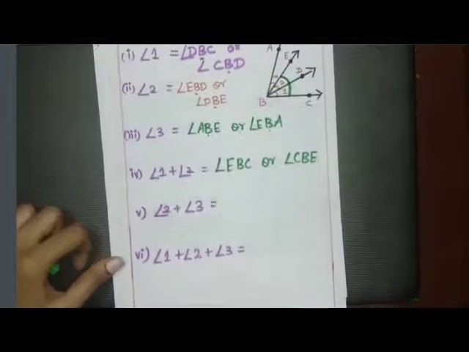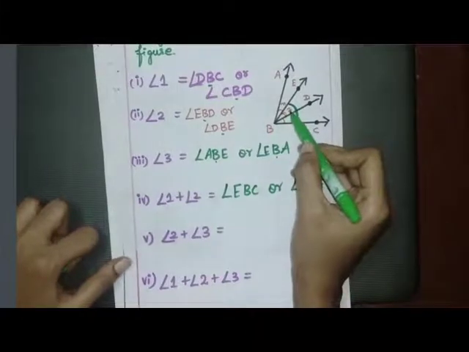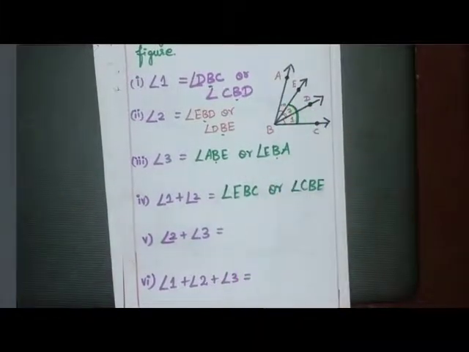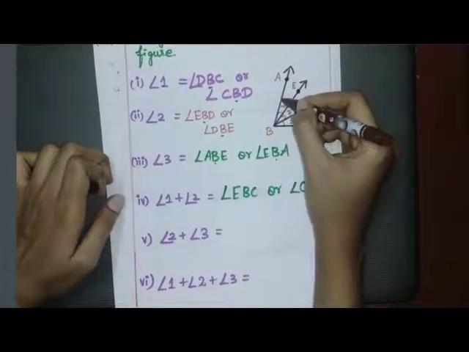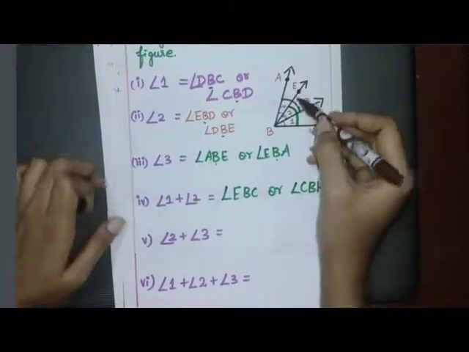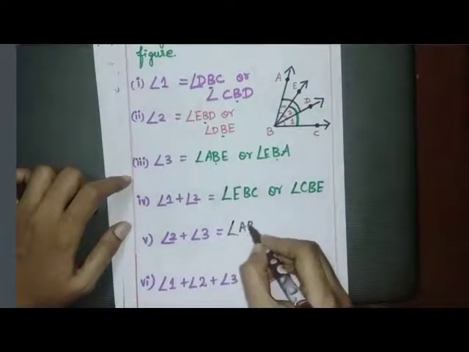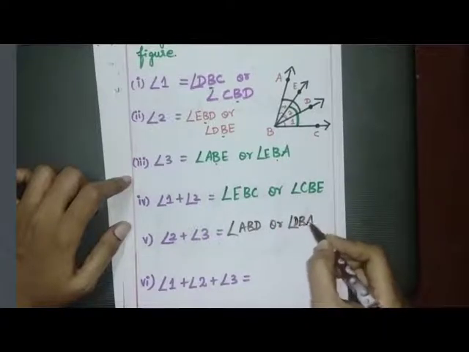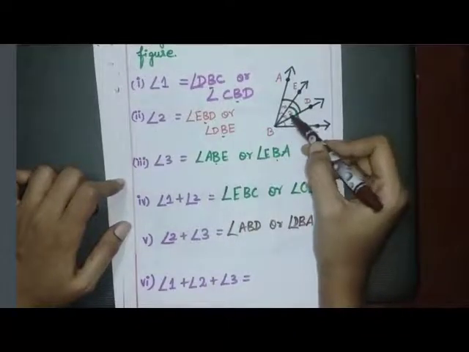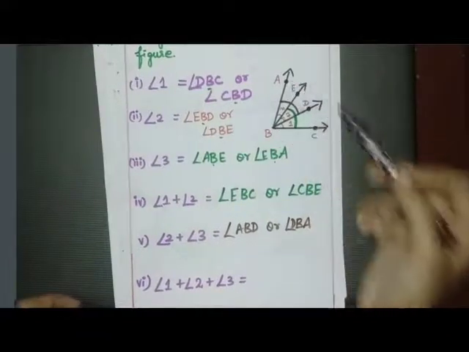So tell me angle 2 plus 3. Where is 2? Angle 2 is here and angle 3 is here. You have to write the name for this angle. So angle ABD. Angle ABD or angle DBA, because they asked angle 2 plus 3. So I am writing ABD or DBA.